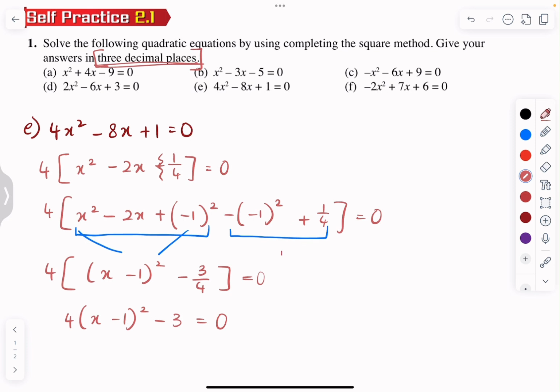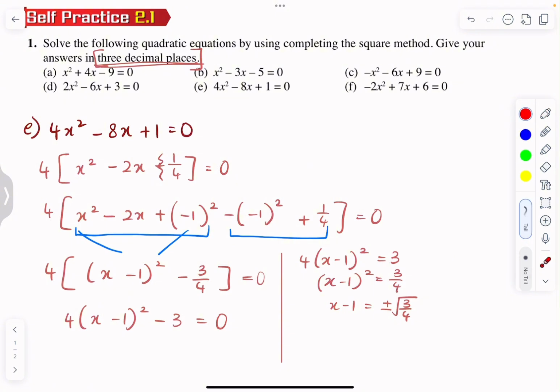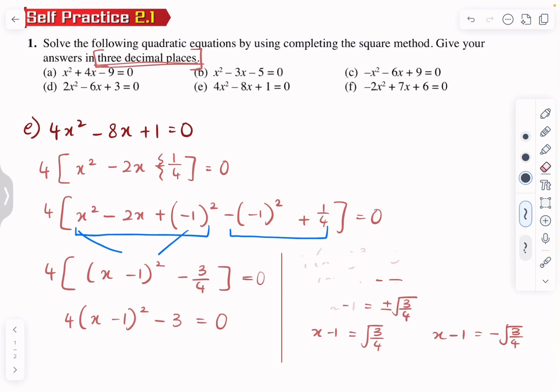Okay, now we try to make x the subject to solve. So 4 times x minus 1 square equals to 3. So x minus 1 square is 3 over 4. So the square we bring over becomes plus minus square root 3 over 4. Okay, square bring there becomes square root. So x minus 1 is positive square root of 3 over 4 and x minus 1 is negative square root of 3 over 4. Okay, not enough space here. I'm just going to erase all these first.